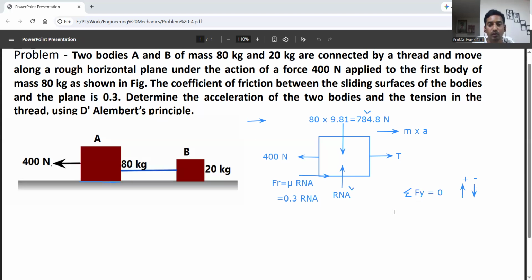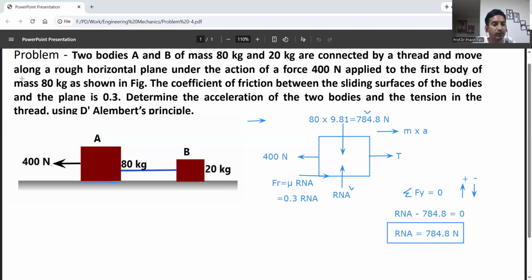So RNA minus 784.8 is equal to 0. So RNA is equal to 784.8 Newton. That is the normal reaction, 784.8 Newton.